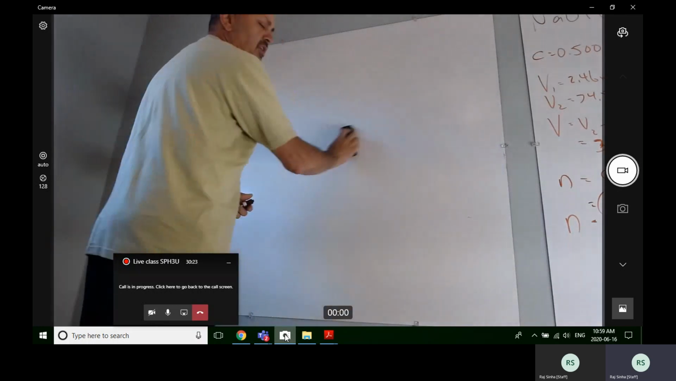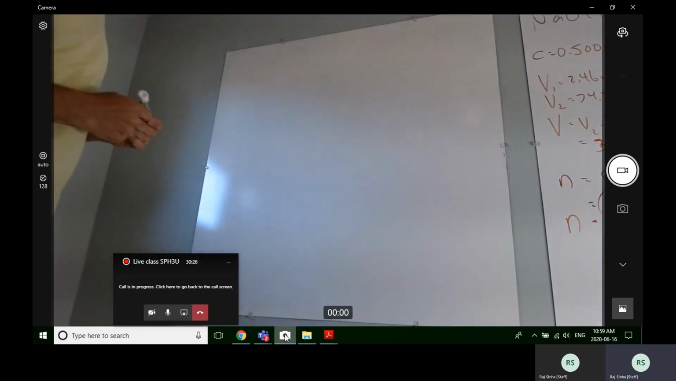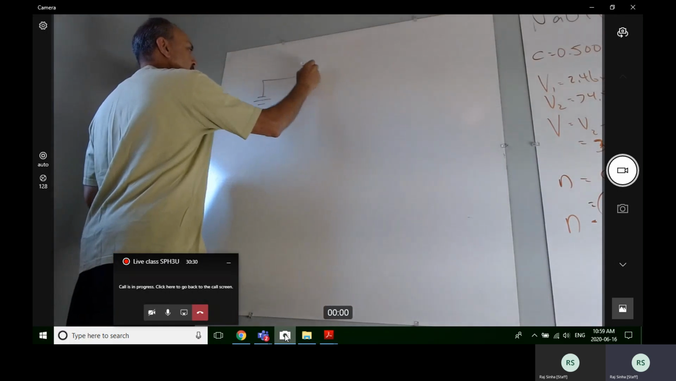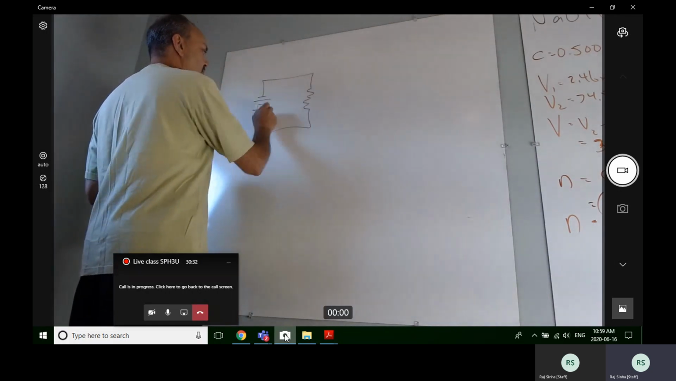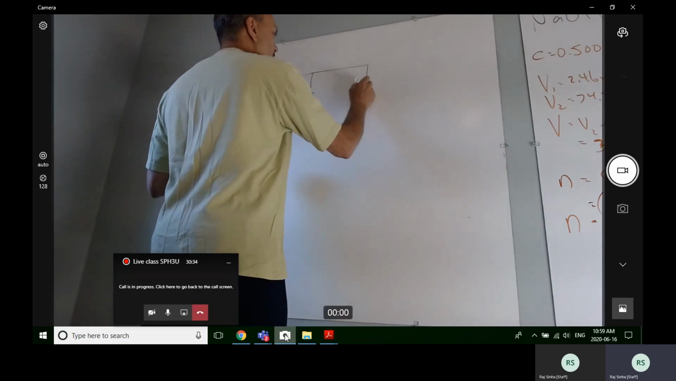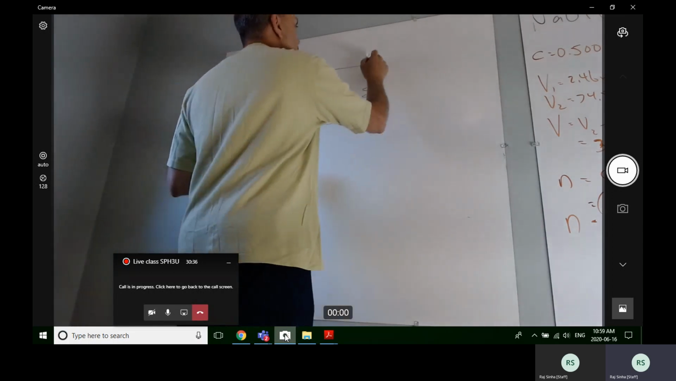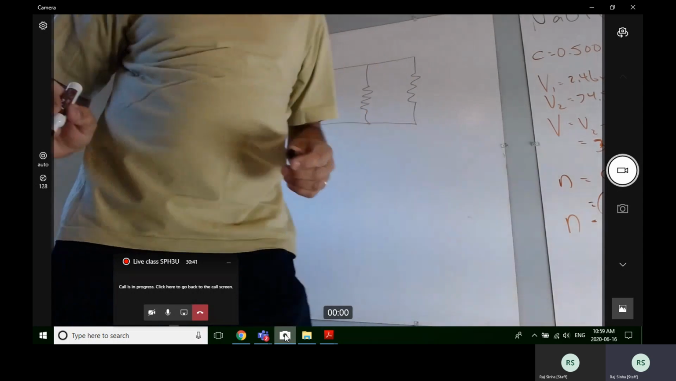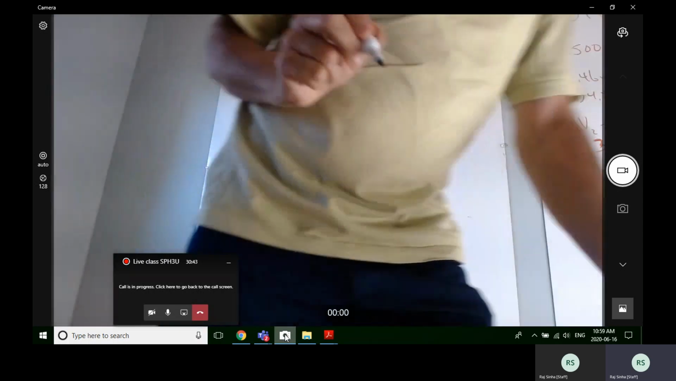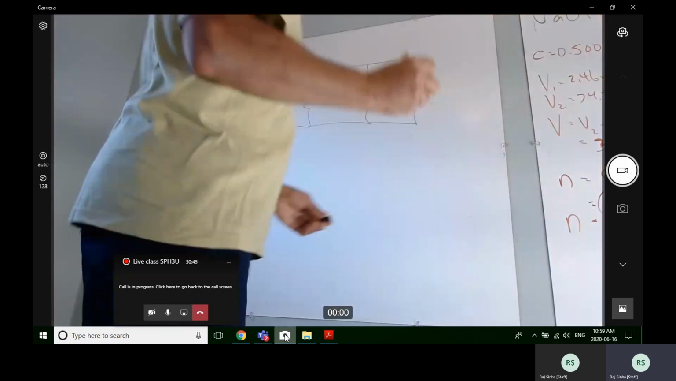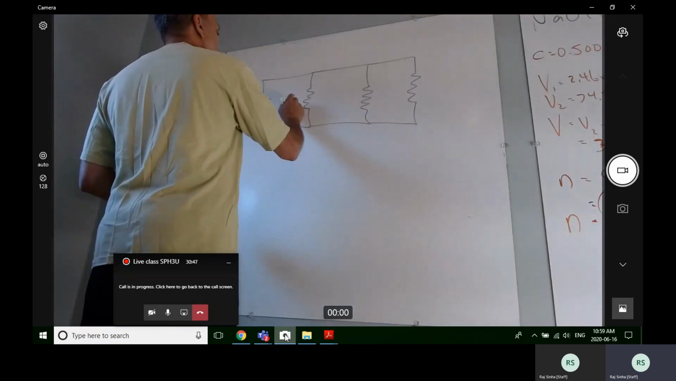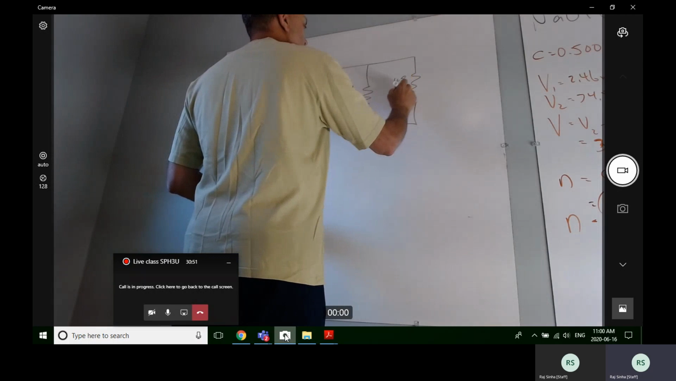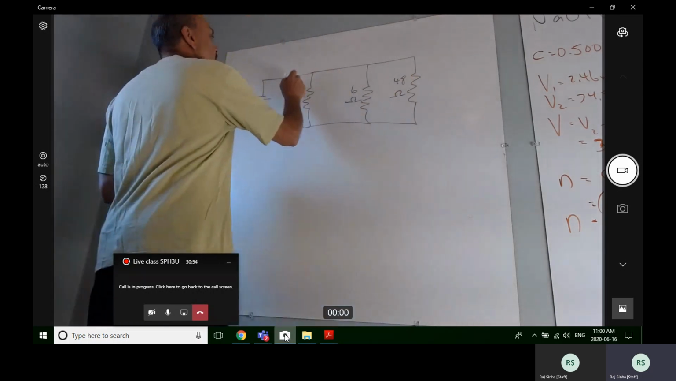I may just finish with this question and then jump into today's stuff. Okay, so here's my source. I've got three resistors in parallel. There's 1, 2, 3, and sorry, they were 8, 6, and 48. R1, R2, and R3.